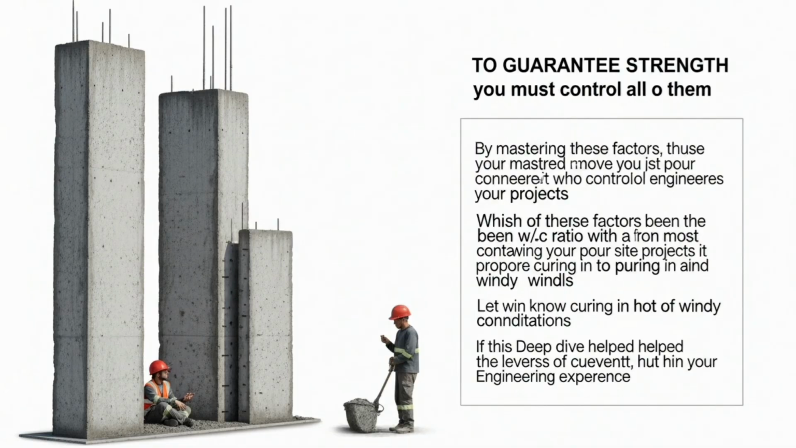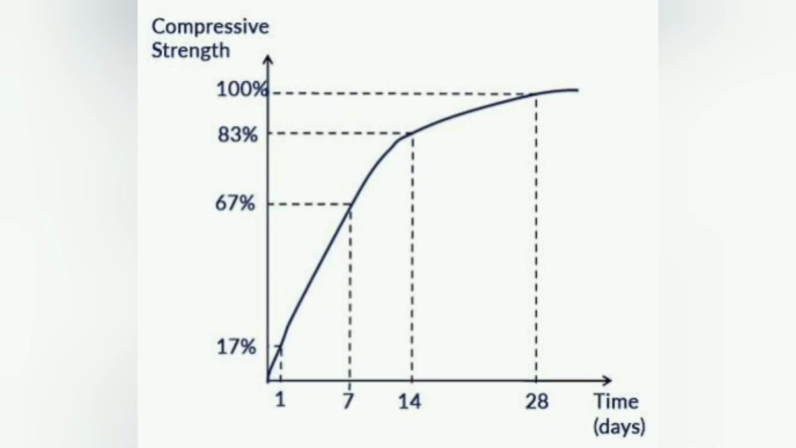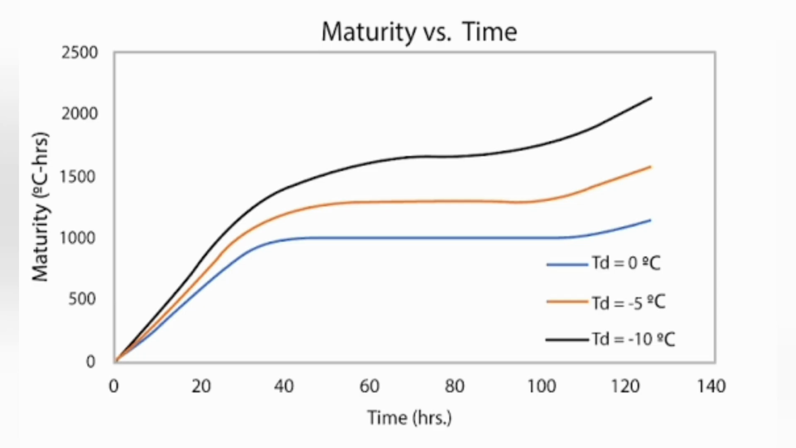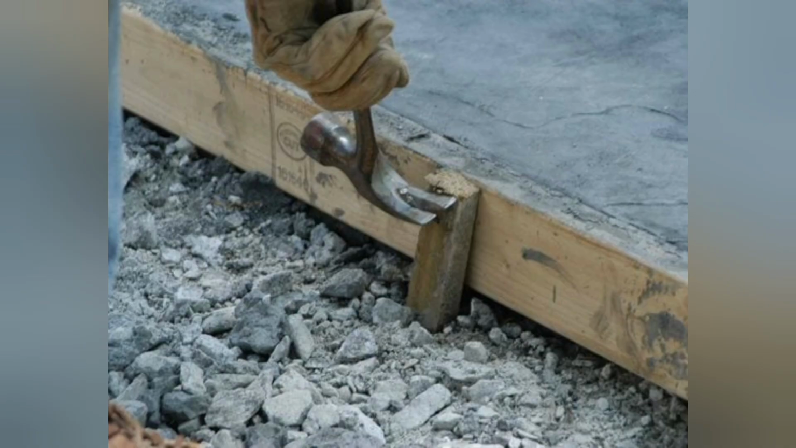Regarding age, concrete never truly stops gaining strength, but the rate decreases dramatically after 28 days. The 28-day strength is simply a standard benchmark. Understanding the maturity concept allows you to make smarter decisions about when to remove formwork or when to post-tension slabs based on actual in-place strength rather than just a calendar date.